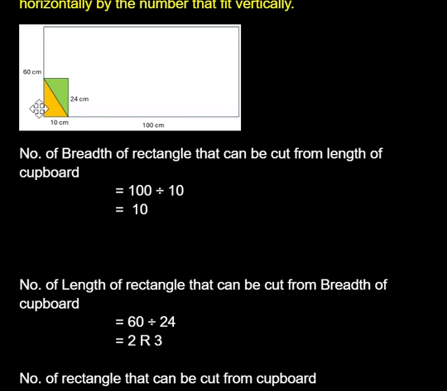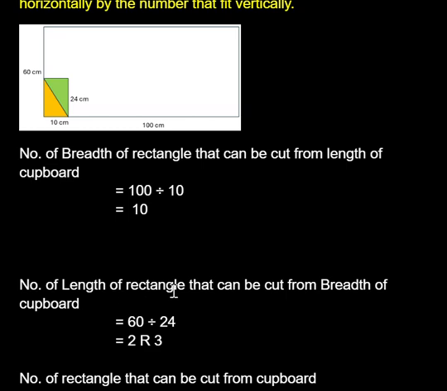First, let's assume we fix it this way. The 10 centimeter is fixed on the 100 centimeter length. So this is the breadth of the rectangle that can be cut from the length of the cardboard. If you fix it this way, how many can we put? We can cut 100 divided by 10, which is 10 pieces. So we put this way, you can arrange 10 pieces.